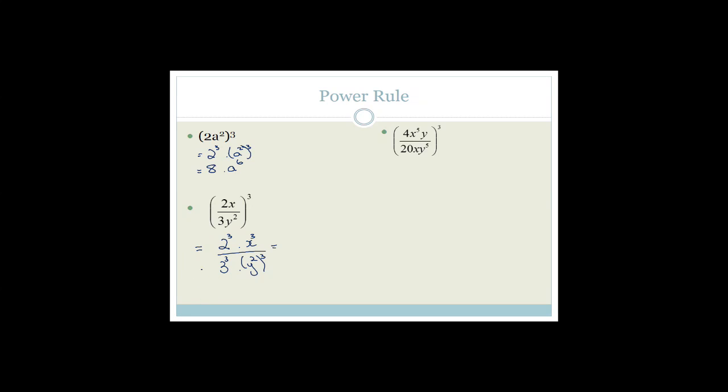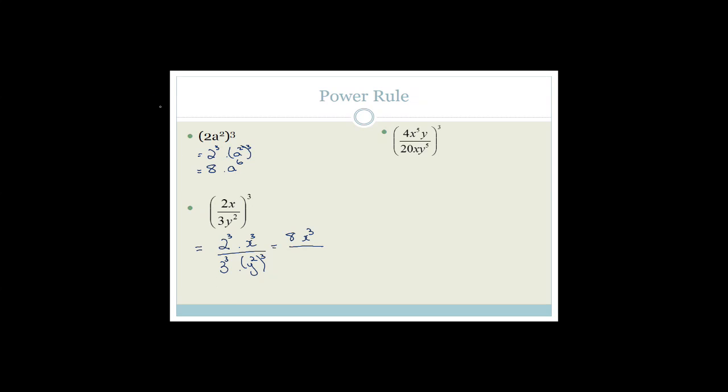Obviously, I don't have space, but you don't write next to each other like this, like I'm doing. In the exams you always write underneath, and always your equal signs underneath each other, okay? So 2 cubed is 8, x cubed, all over 3 cubed.